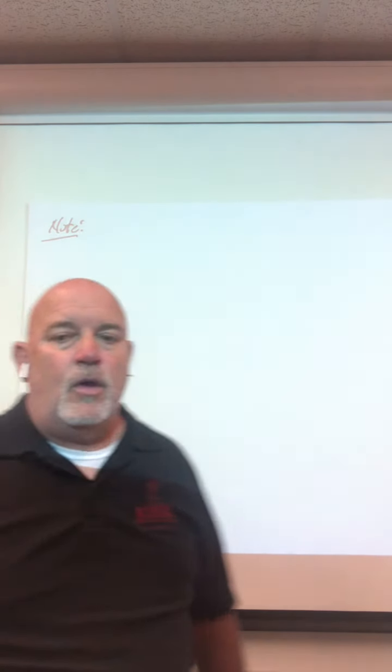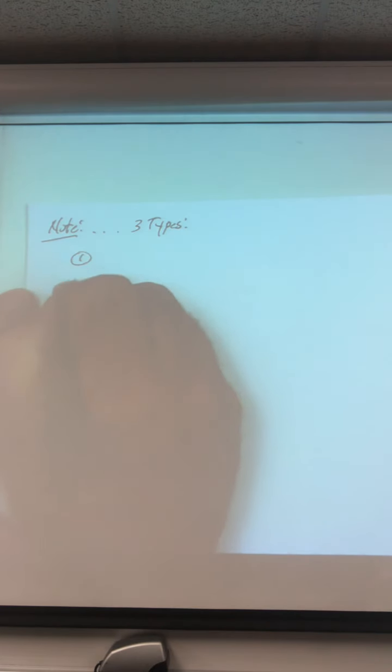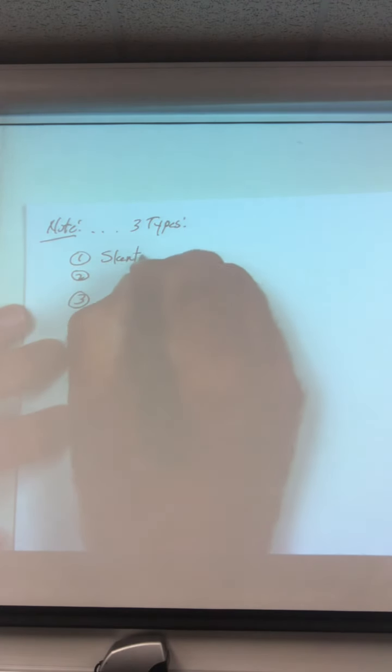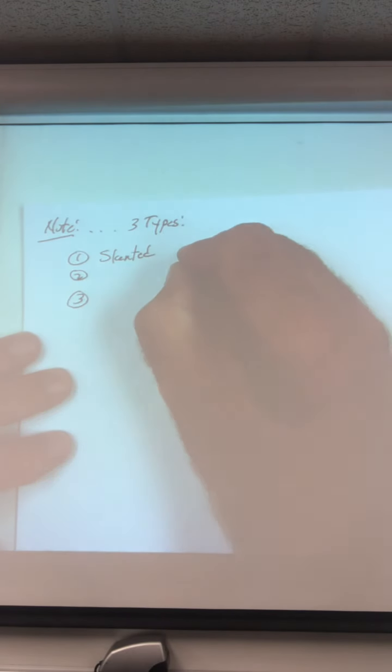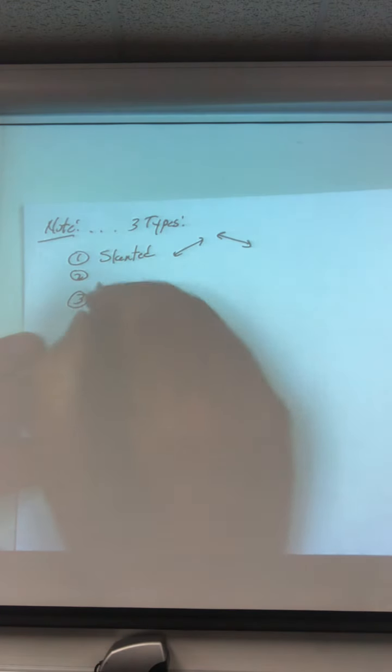Here's the note. When graphing lines, there are three types. Number one is a slanted line. So that means it either is slanted uphill or slanted downhill.